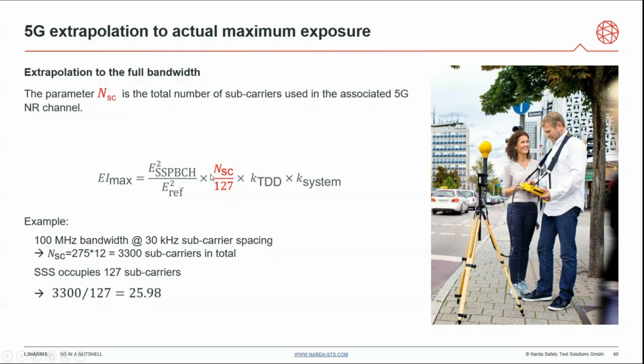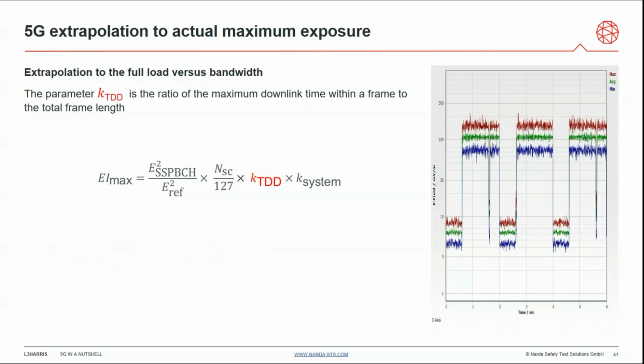Yeah, so you would put in here, this term would be 26 times 5. Then the extrapolation to the full load versus the bandwidth. So let's have a look again into the oscilloscopic presentation, where you see the uplinks and the downlinks. The signals you see here are the uplinks, and the gaps are the downlinks. So there is no uplink activity. But if there were uplink activity, then you just cancel it out.